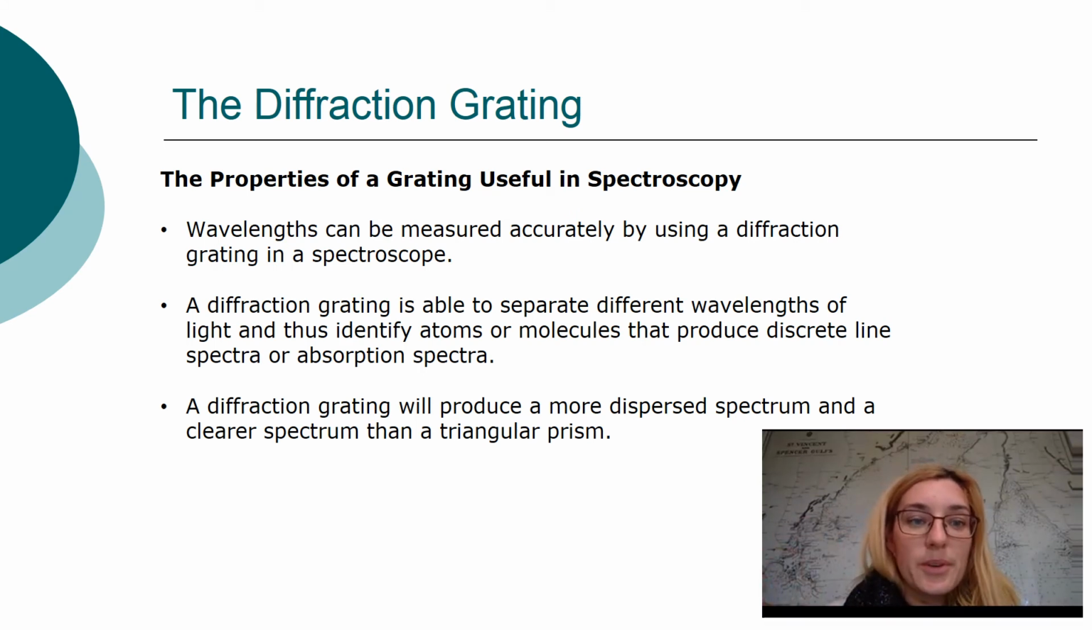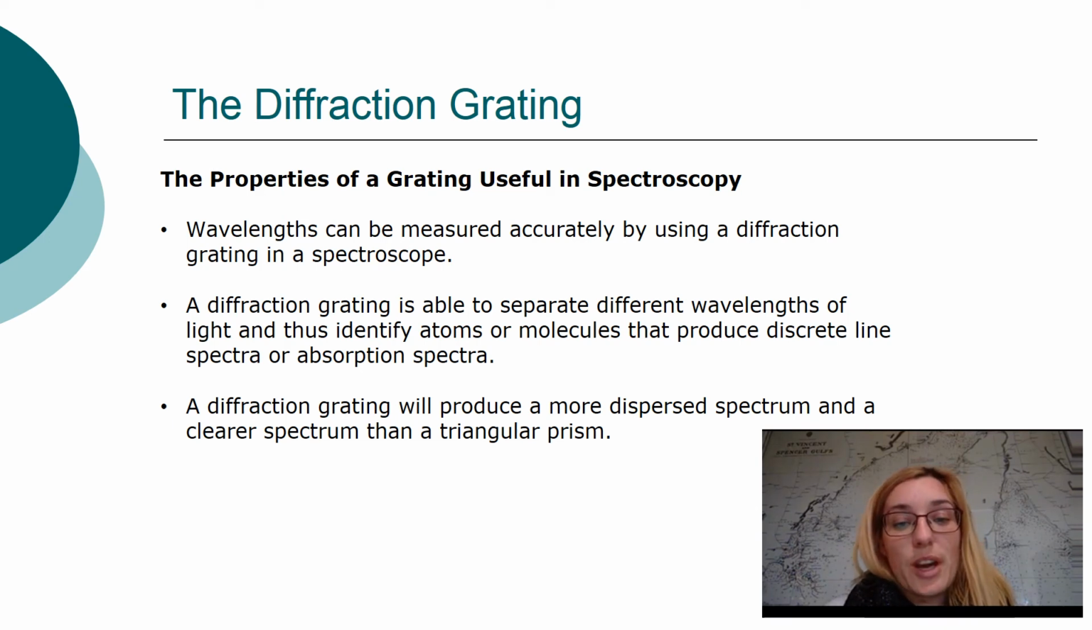Okay, so lastly, we're going to look at the properties of a grating that are useful in spectroscopy. Now, a spectroscope is a telescope-like device that uses a diffraction grating to separate out the colours or the maxima, and you can measure the wavelength. So one property of diffraction gratings that makes them useful for this is that wavelengths can be measured accurately by using a diffraction grating in a spectroscope because of the precision of the device measuring the angle.